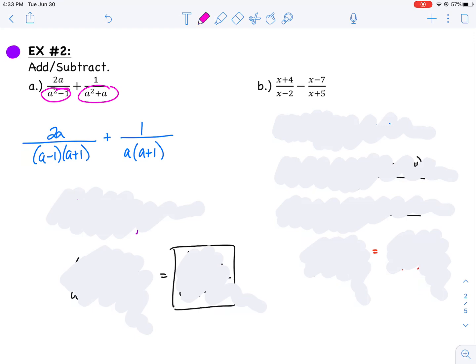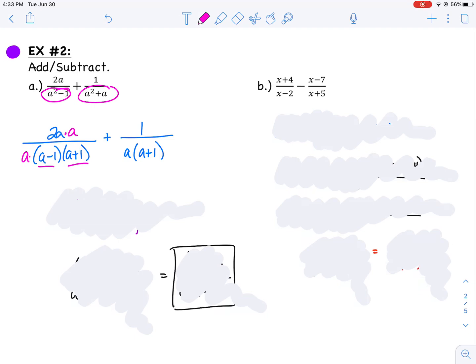If we're trying to add or subtract, remember we need a common denominator. So I need to make sure that both denominators have the same factors. If you look at the first fraction, I have an a minus 1 and an a plus 1. But what is it missing that the other fraction has? Isn't it missing that a? So I'm going to multiply the bottom by an a, as long as I multiply the top by a so I keep my fraction balanced.